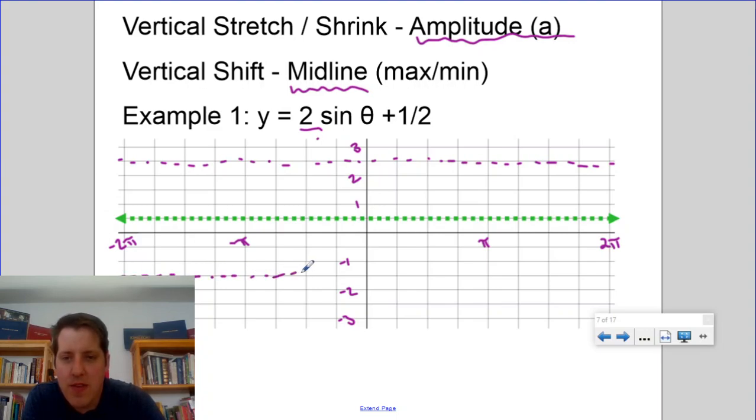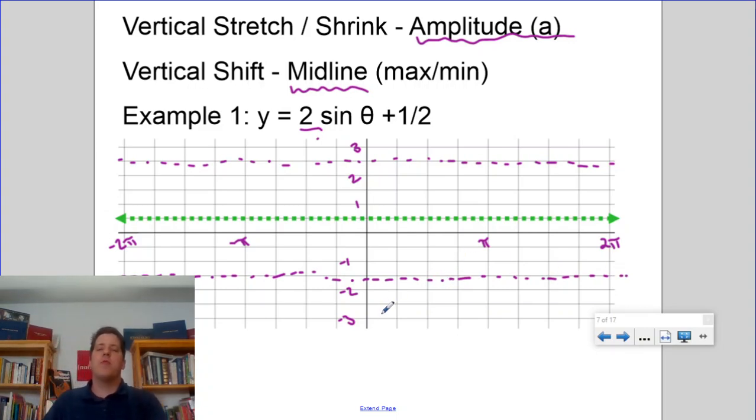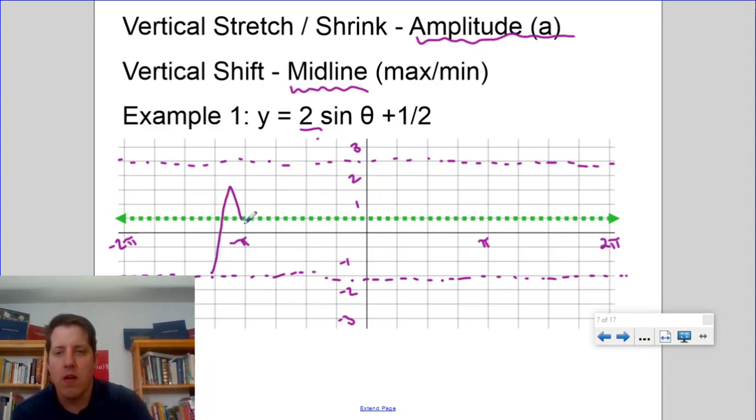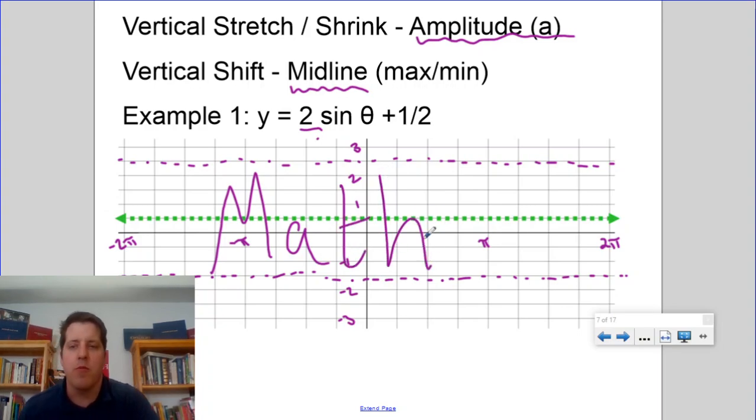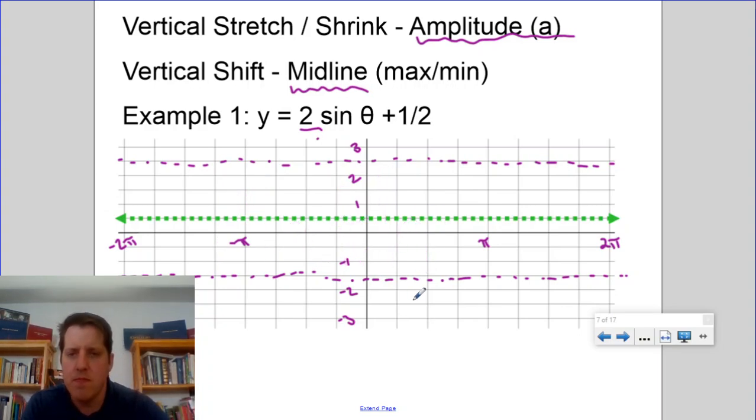And I kind of think of this as, if you remember elementary school, where you learned how to write on handwriting paper, I think of this as your baseline and this is your midline, just like you would with handwriting paper. You know, like if you were going to write math on handwriting paper, that sort of thing. You know what I mean? Good. I'm sure you know what I mean.